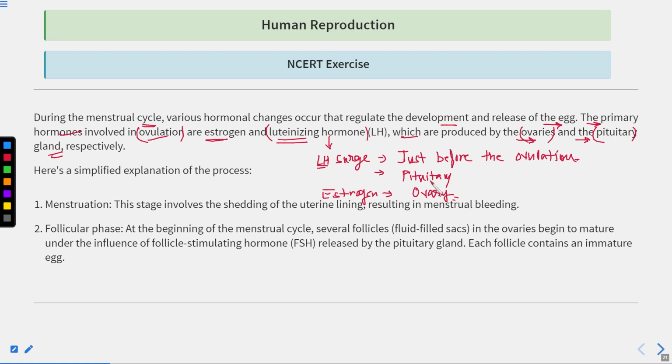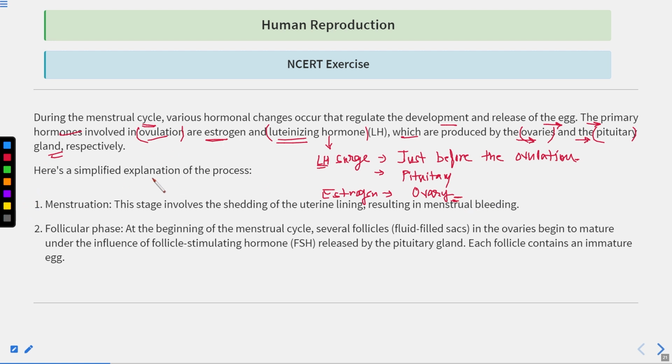So the ovaries, all right, are the primary sex organ and release estrogen as well as progesterone, all right, and they also help in the formation of the ovum. Ovum is also formed within the ovary.